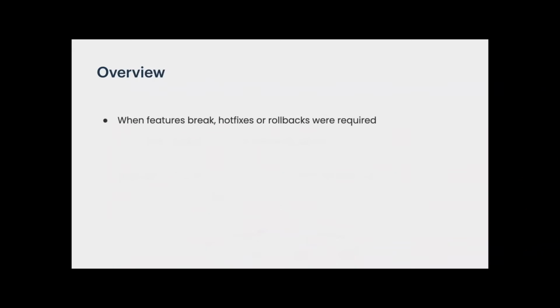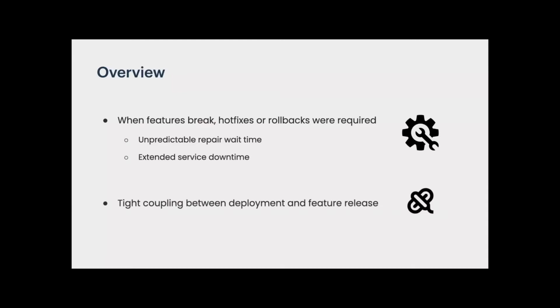The downside of traditional deployment is that when features break, developers must scramble to their feet and deploy hot fixes on top of the problematic deployments or roll back the problematic deployments altogether. This leads to unpredictable repair wait time or extended service downtime. This tight coupling between deployment and feature release means that once code is in production, developers have little control as to whether features should be active or not.